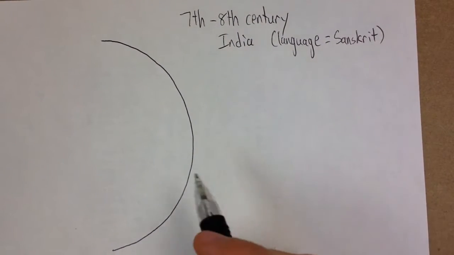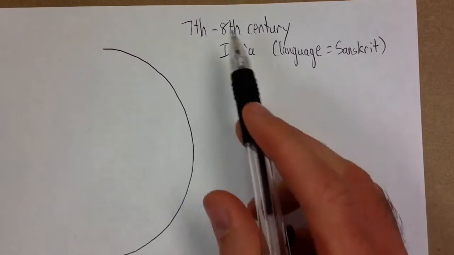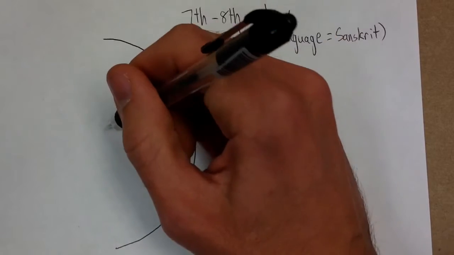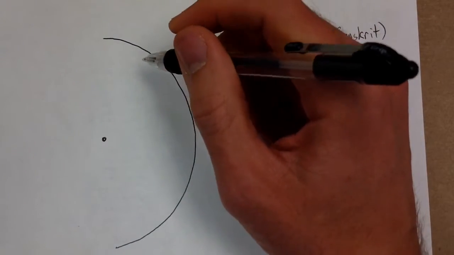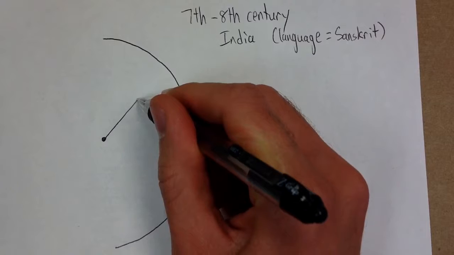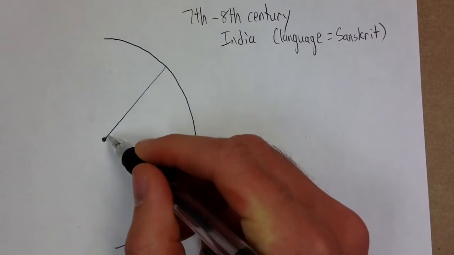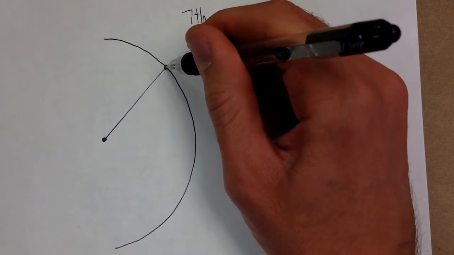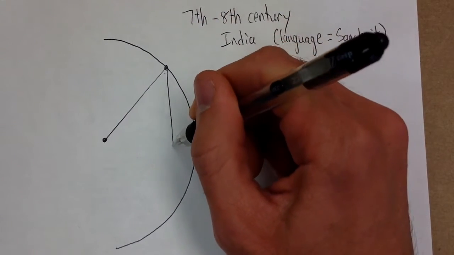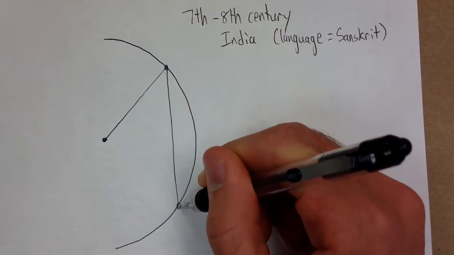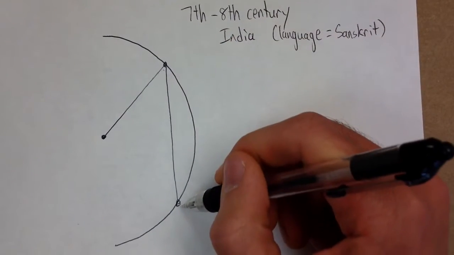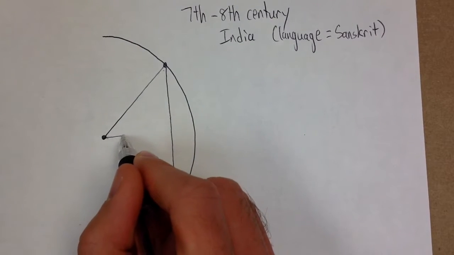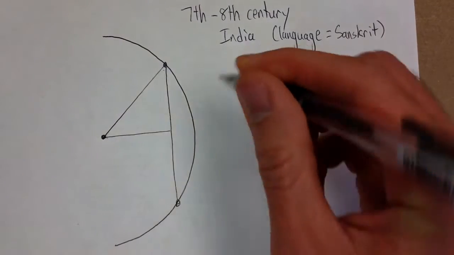So if you look at this mathematical text from 7th to 8th century India, you see a circle, and you see a radius. Anyone know the technical name for this? A chord, very good. And you see right triangles being drawn.